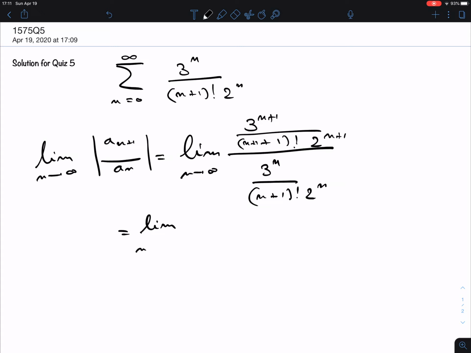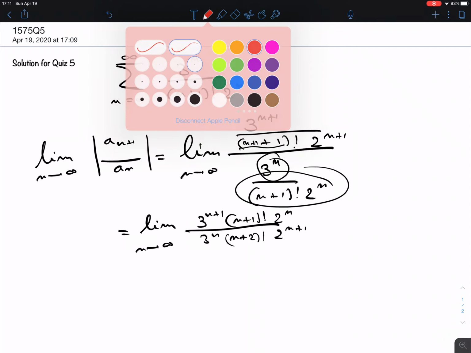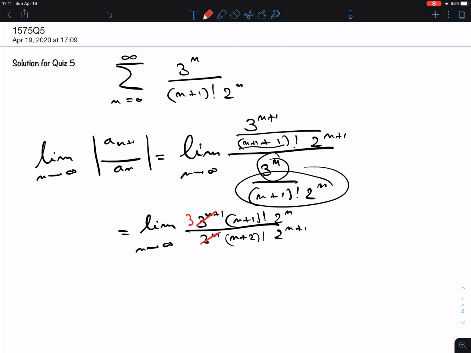Okay, so limit for n going to infinity, put everything as a simple fraction. So we have on top 3 to the n plus 1, and also this denominator here, n plus 1 factorial, and 2 to the n. And in the bottom we get this n plus 2 factorial, this guy, 2 to the n plus 1, and of course also this guy, 3 to the n. And then, quite simple, these guys cancel and I have a 3 left. The highest power is on top, here the highest power is on the bottom, so I leave the 2 there. I prefer not to have negative exponents.